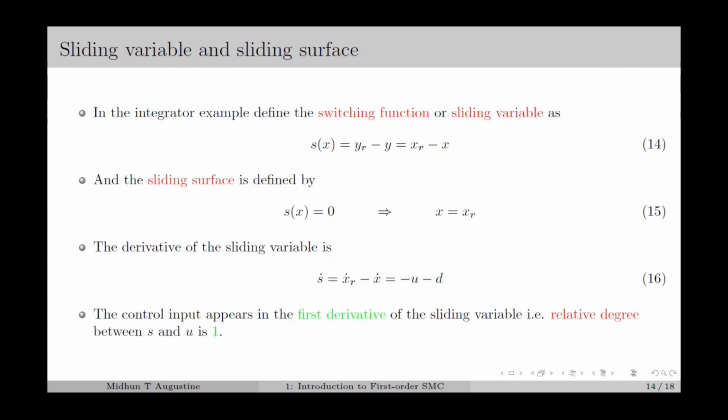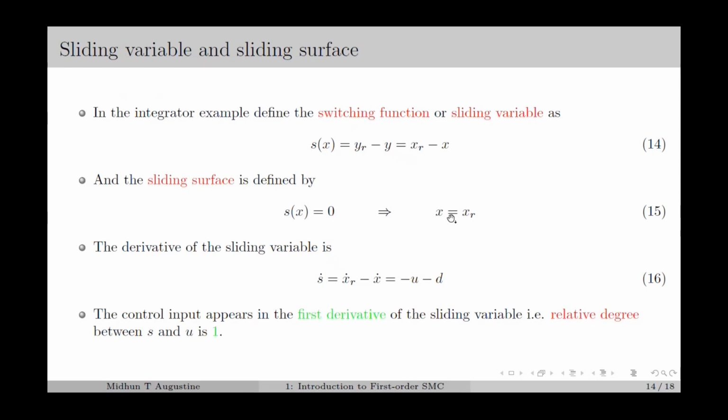Now, in the integrator example, we can define the switching function or the sliding variable as in equation number 14, which is chosen as the output error, and it is the same as the state error in this example. And we define the sliding surface as the region in the state space for which the switching function or the sliding variable is equal to 0. So the sliding surface is defined by s of x equal to 0, and this gives xr minus x equal to 0, which gives x equal to xr. Therefore, in this example, the sliding surface is a point.